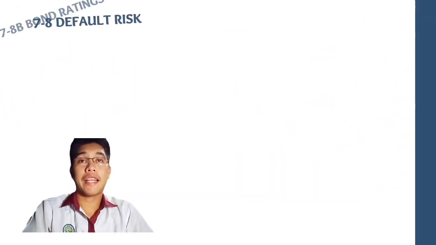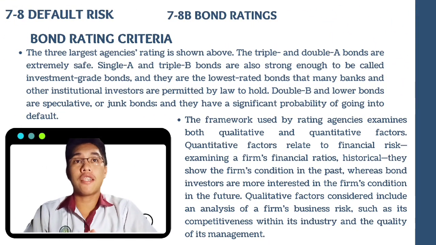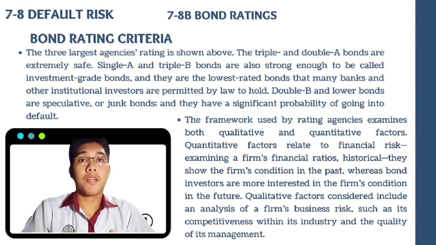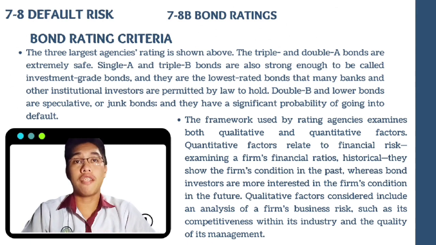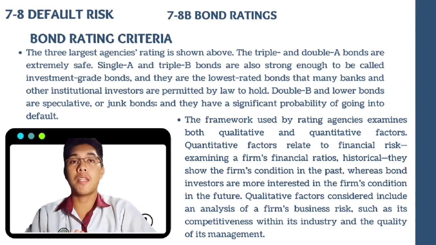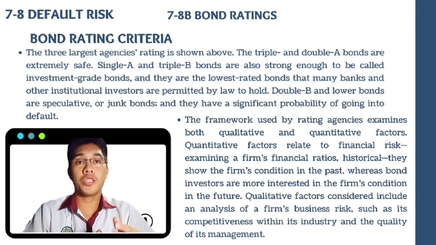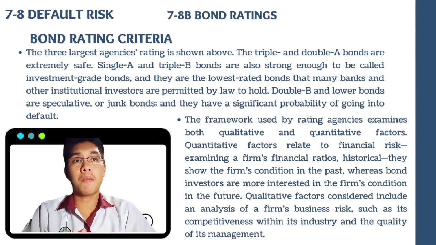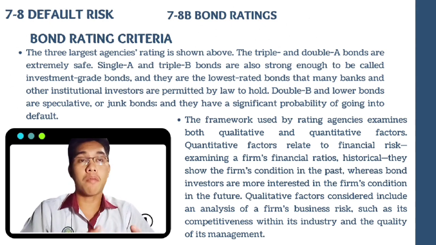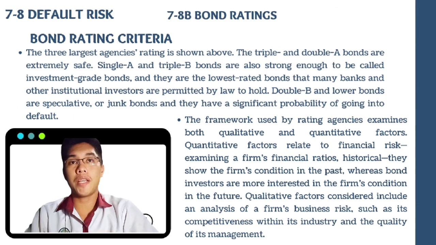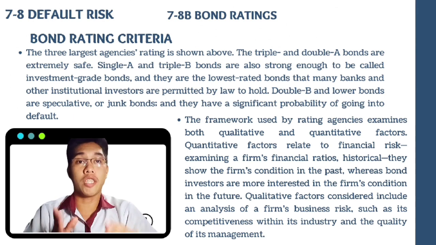Bond rating criteria. The three largest agency ratings are shown above. The triple and double A bonds are extremely safe. Single A and triple B bonds are strong enough to be called investment grade bonds, and they are the lowest rated bonds that many banks and other institutional investors are permitted by law to hold. Double B and lower bonds are speculative or junk bonds, and they have a significant probability of going into default.